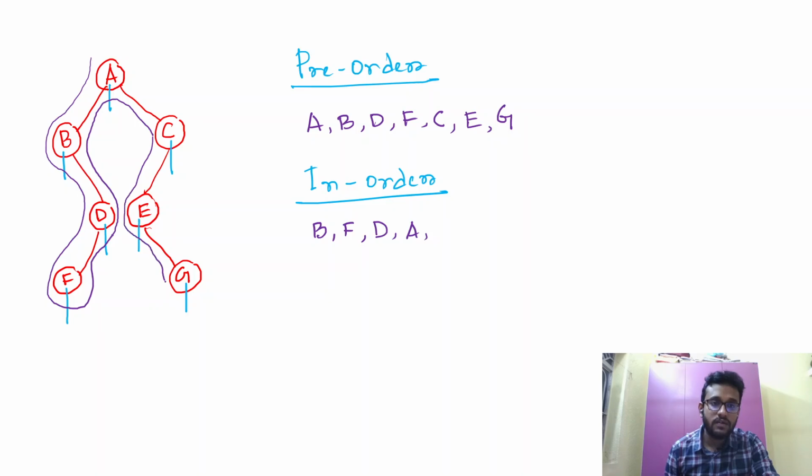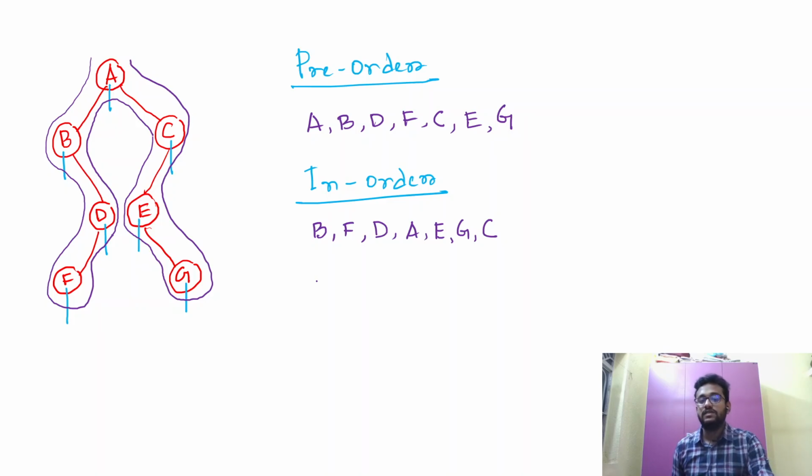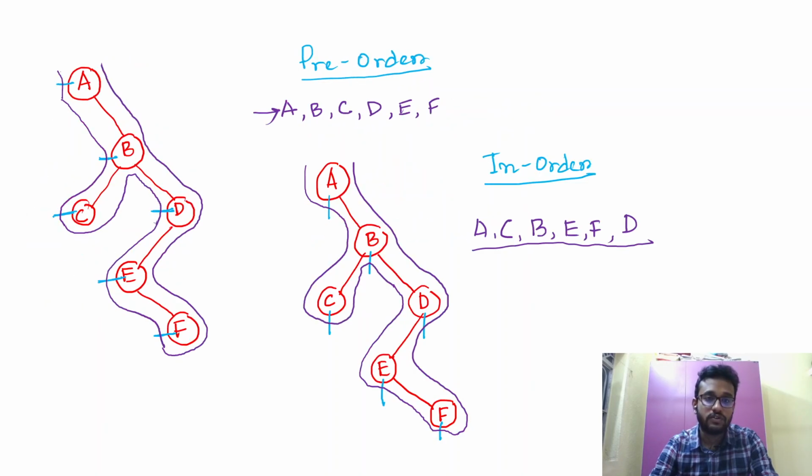E, G, C. E, G, and the C. This is the in order. Okay, it's very simple, very simple. It's the in order. Okay, then next what I have to do, I have to do the post order.